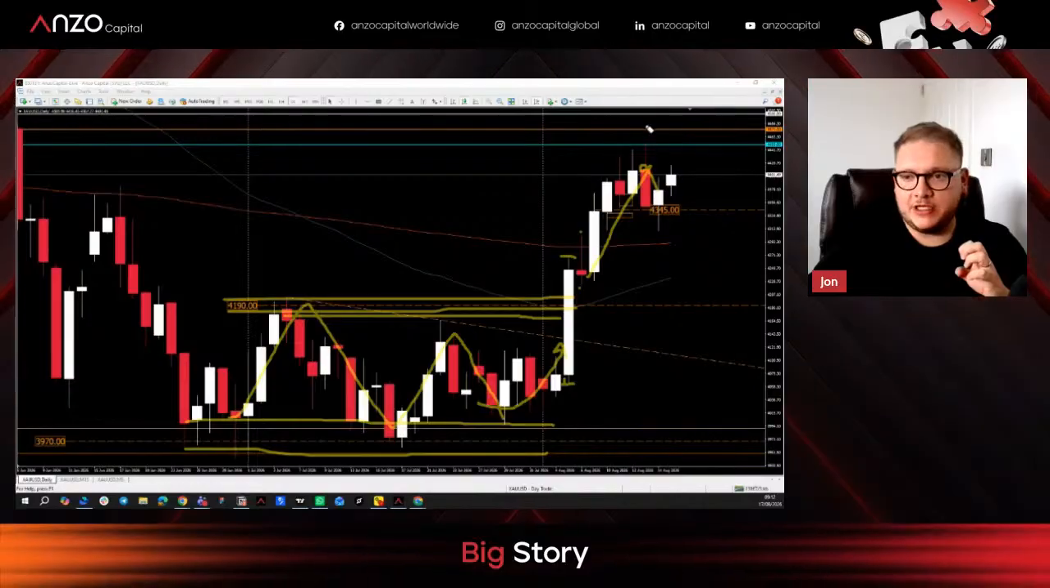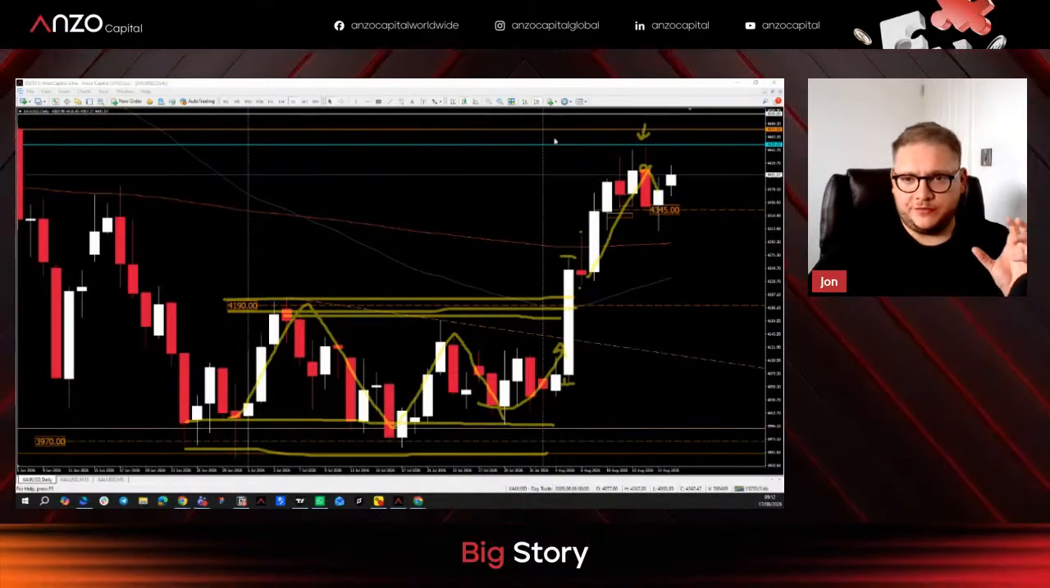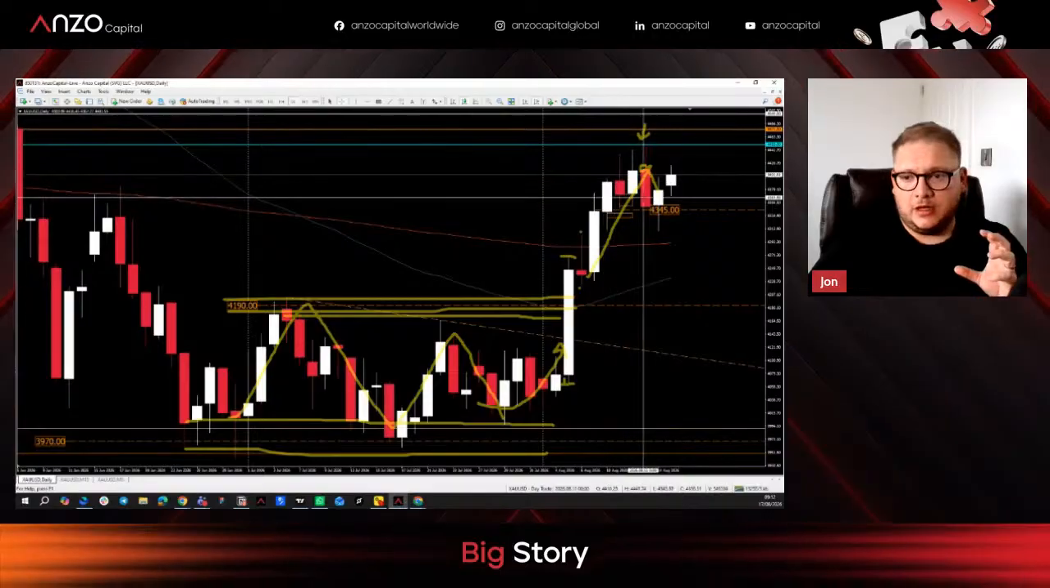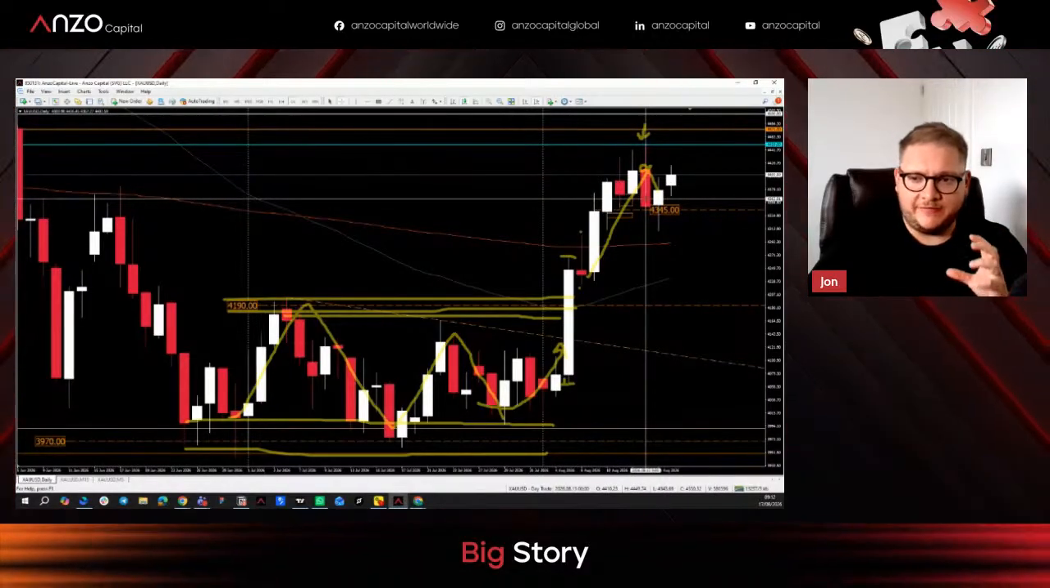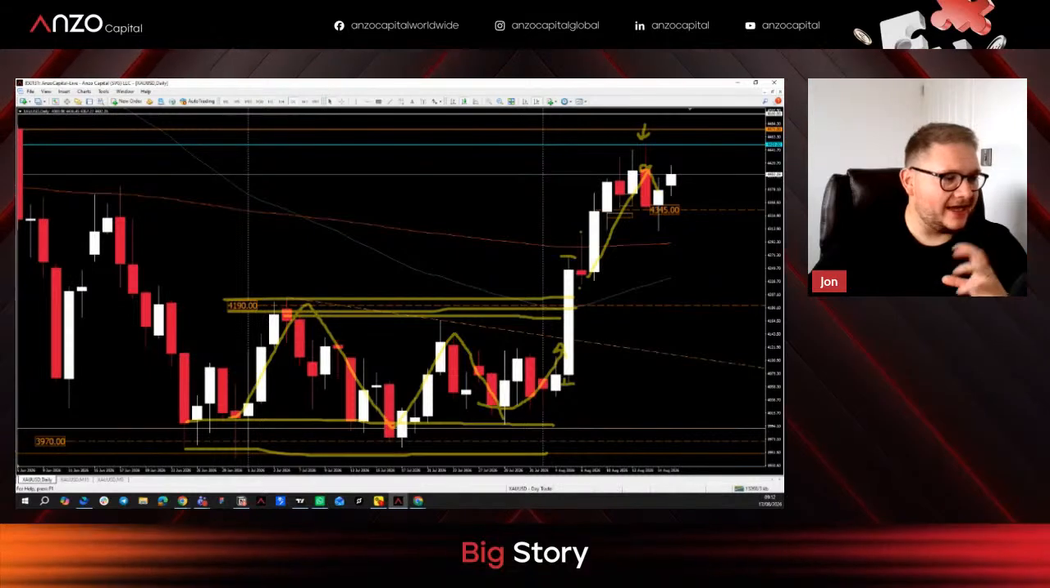Although we've had a really strong bearish engulfing candle, which formed on the 13th of August. Since then, prices continue to rally. And I think it's for good measure.